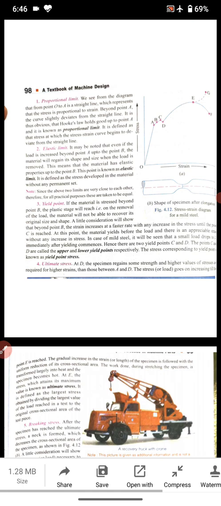Today we are going to see a very interesting topic, that is stress strain curve for ductile material.